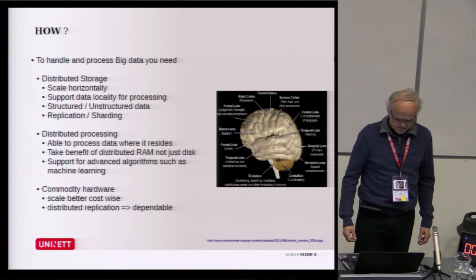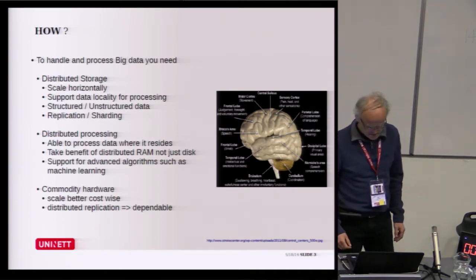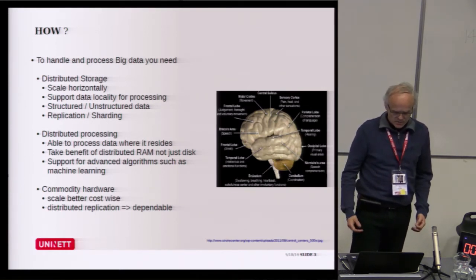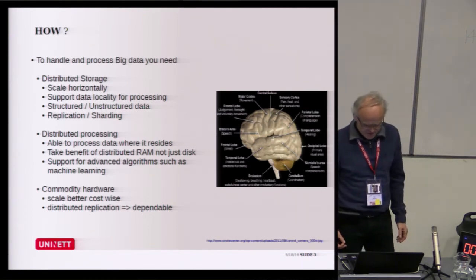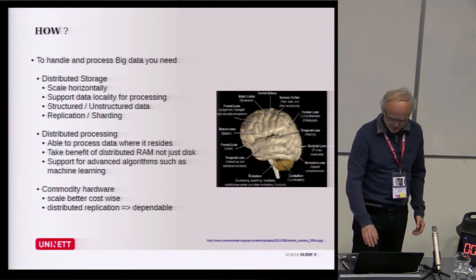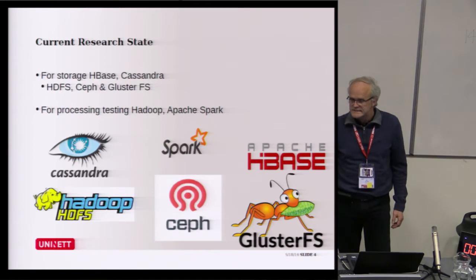1 minute. And on the bottom here, there is the commodity hardware, which you don't need to strengthen, because the replication, which is inherent here, allows us to make the systems dependable without buying expensive stuff. And this is the situation at the moment.